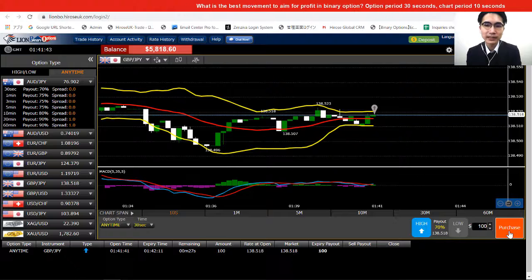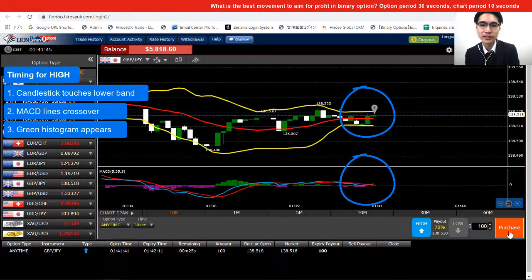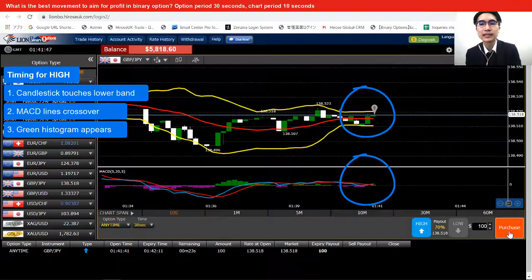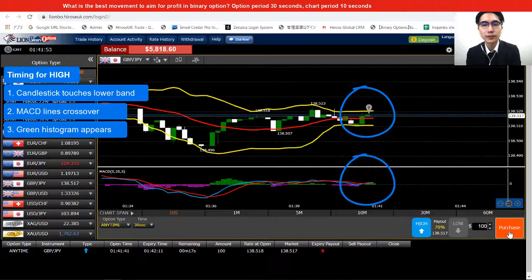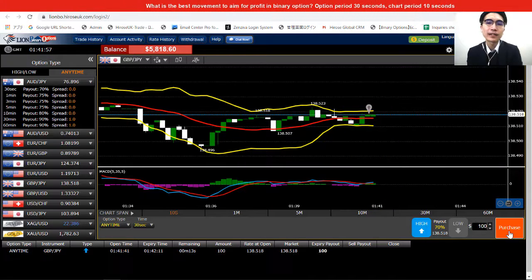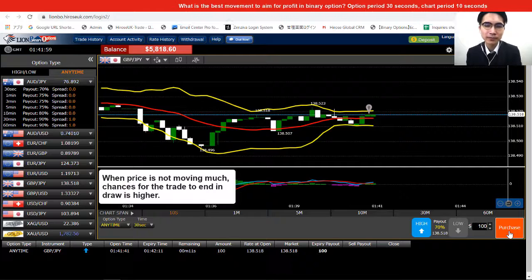So I placed a trade here. A candlestick touches the lower band, and then the MACD crossover gives me a green histogram. So that's a double bullish confirmation. That's why I opened that trade there. But as I mentioned, the market is not moving much here.